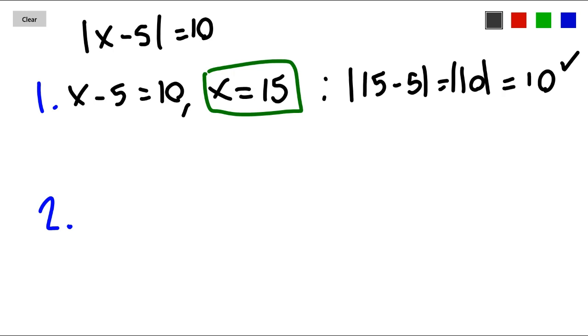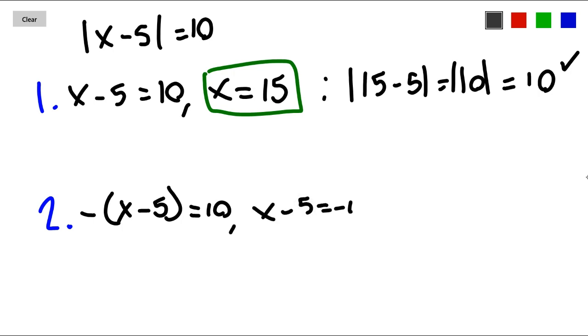But the other equation that we have is in the event that the inside of the absolute value is negative, and we must add a negative sign in front. So you have negative x minus 5 is equal to 10. And if I divide through by a negative, I have x minus 5 is equal to negative 10 at this point. And then you just add 5 to both sides, and you have x is equal to negative 5.